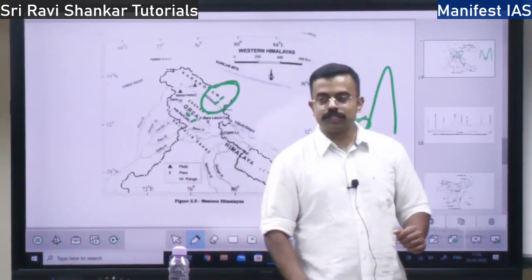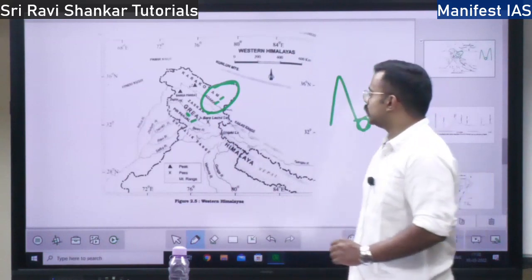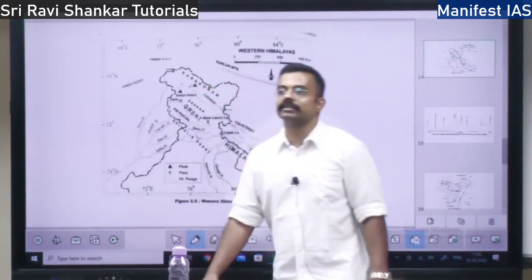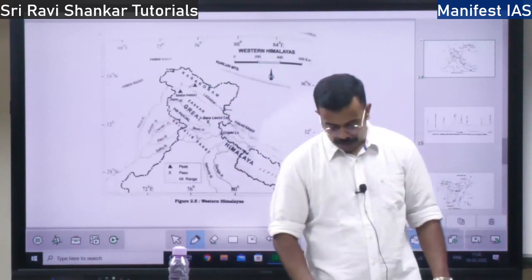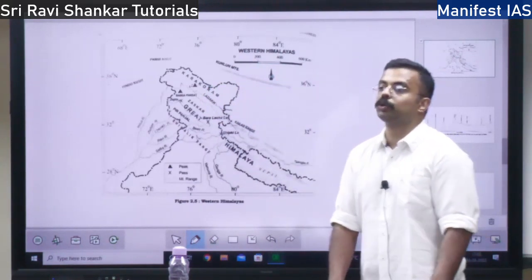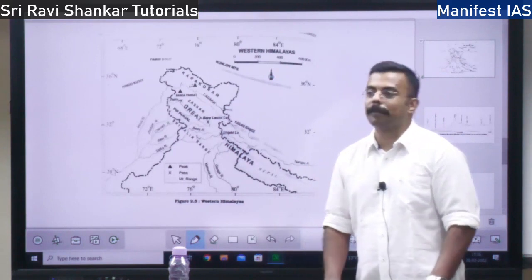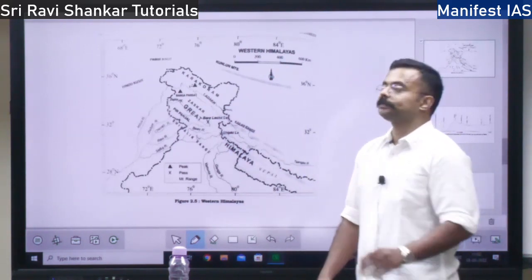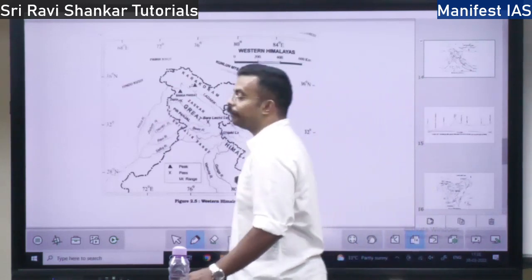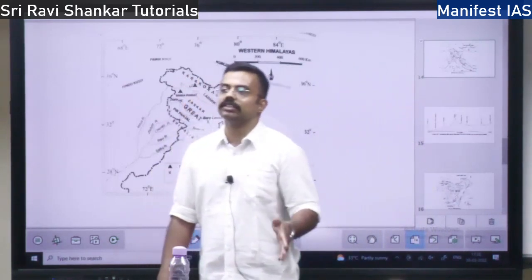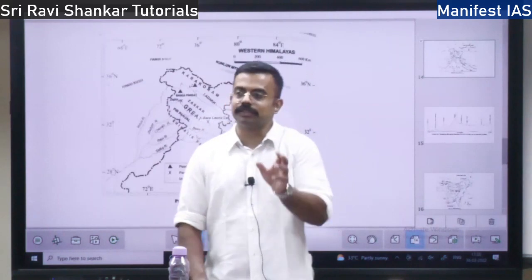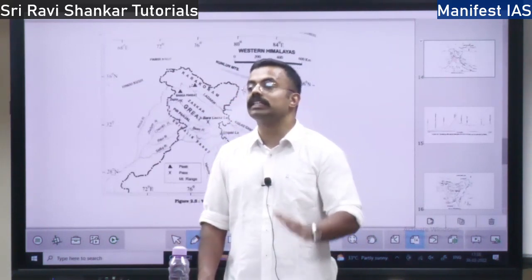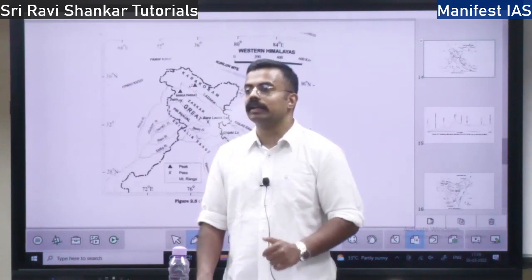So the first pass is Zojila Pass. Where is this Zojila Pass? Zojila Pass is on Greater Himalayas. Then you have the Potula Pass. What is a pass in the first place? See, these are very big mountains. In order to cross the mountains, these passes are very small places where we can cross the mountains, where the mountains are not very steep, right?